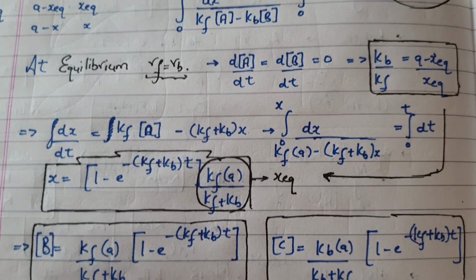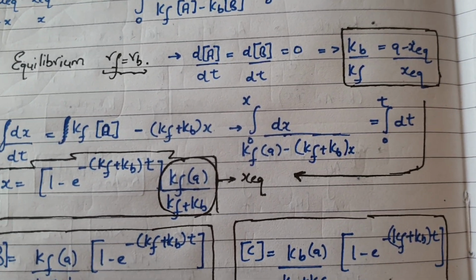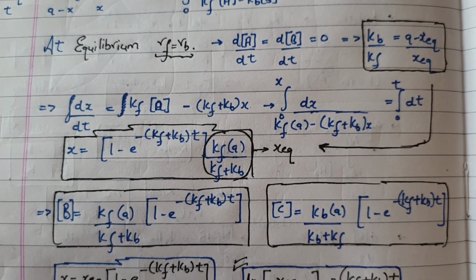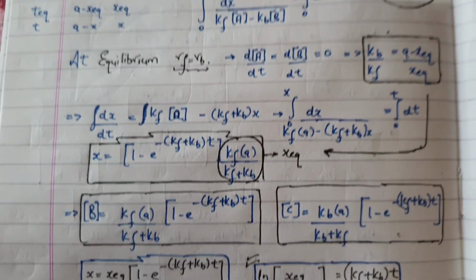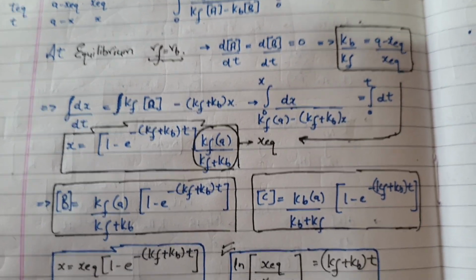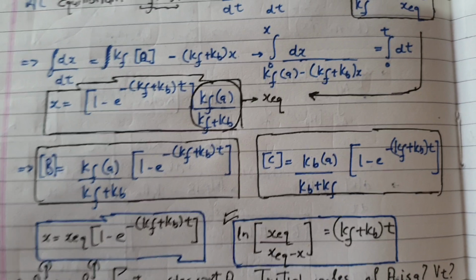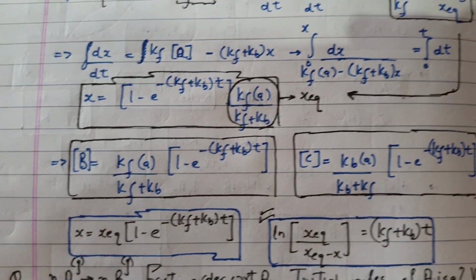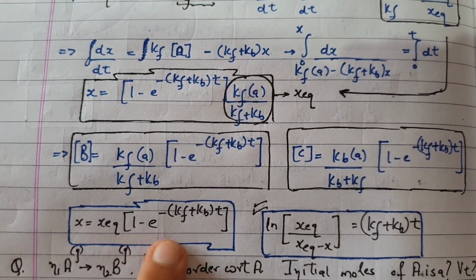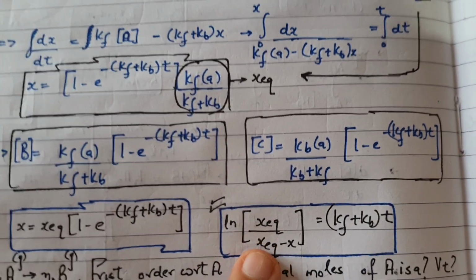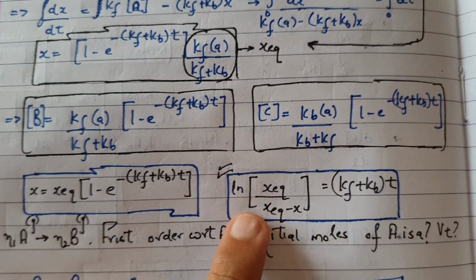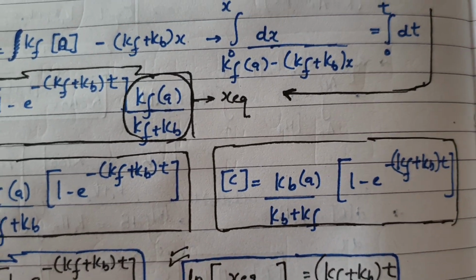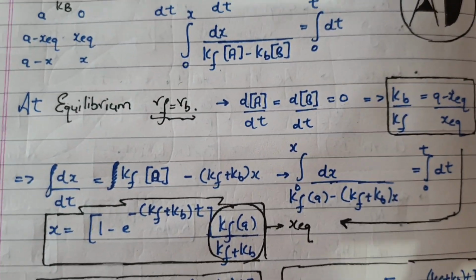Now it is just basic integration, k forward A like this. So we just have to integrate this. After getting x, we put the value of x and we get B. Similarly we get C, and we can see that this value here is actually x equilibrium, so x is equal to x equilibrium into this. From this we get this result. Generally, even in advance, only questions related to this result are asked, so that much would be sufficient, and this topic is also completed.